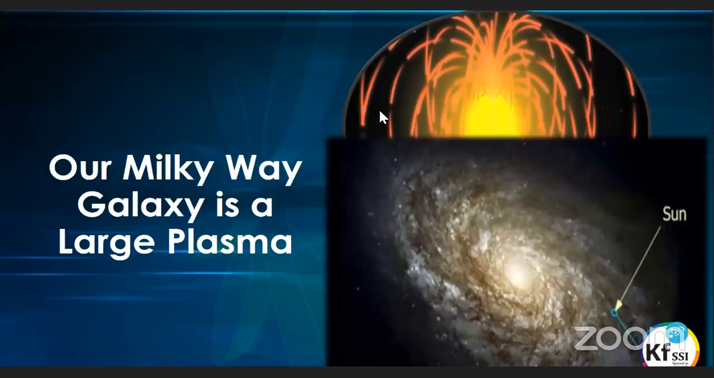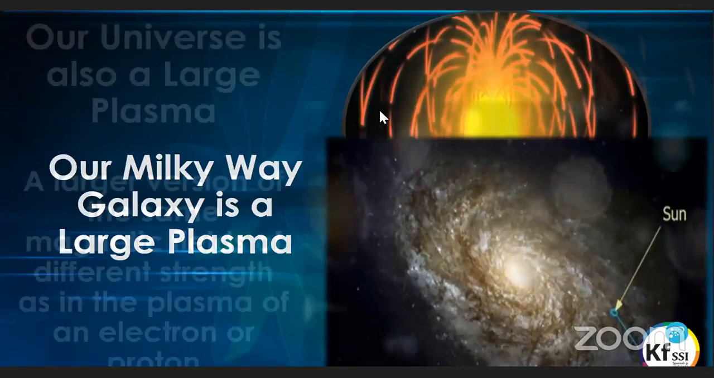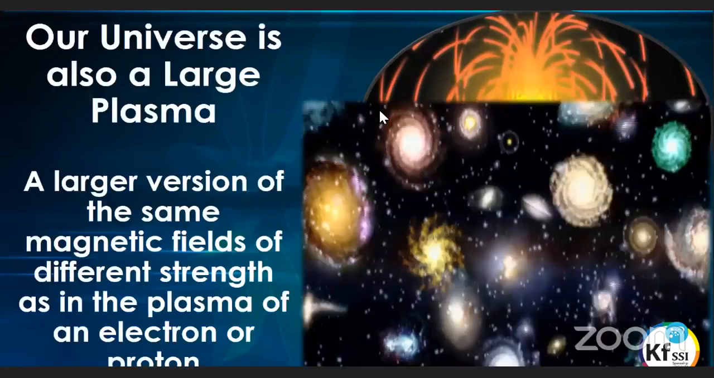Our Milky Way galaxy is also a large plasma. It can be viewed. And our universe is the same. It's just a larger version of the same magnetic fields of different strength as in the plasma of an electron or proton. So it's still the same interaction of the fields coming together to create what we see as our universe, or our solar system, or our sun, or our Earth, or even ourselves, or the plants.